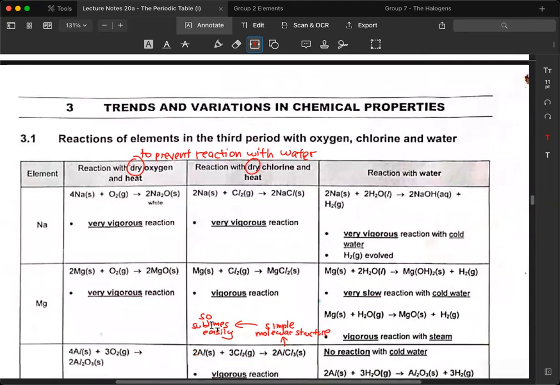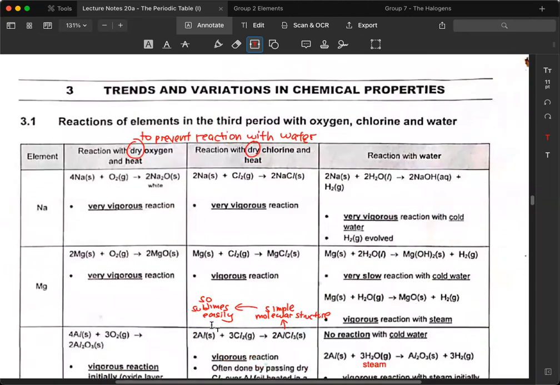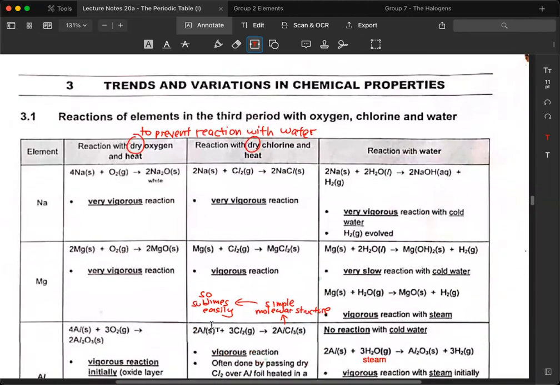Trends and variations in chemical properties. Just now we were looking at the physical properties, and we are now examining the chemical properties of the elements. So what will their reactions with oxygen, chlorine, and water be like? Let's start by looking down the trend. Let's say we focus on oxygen first.